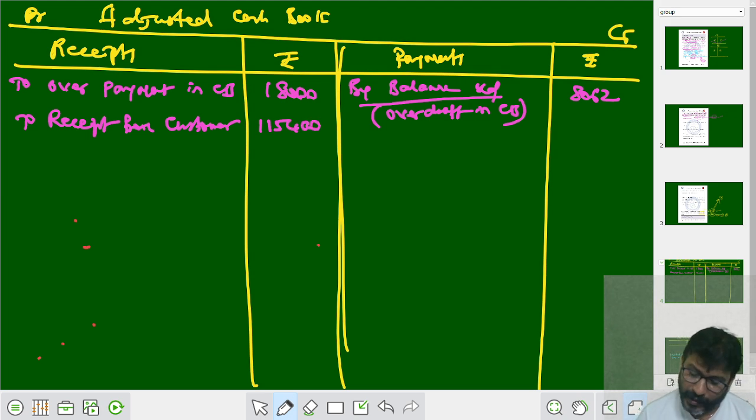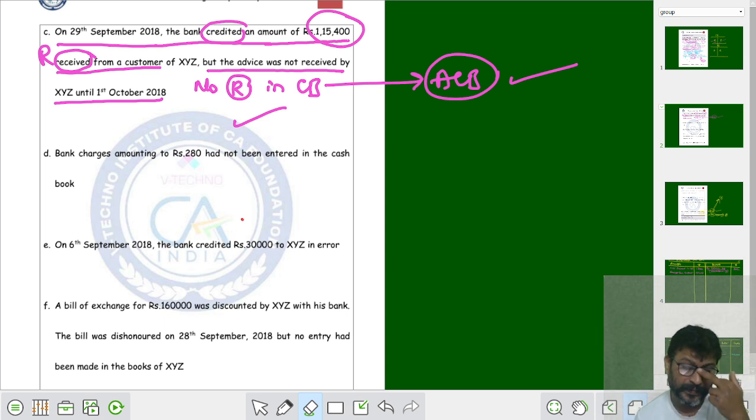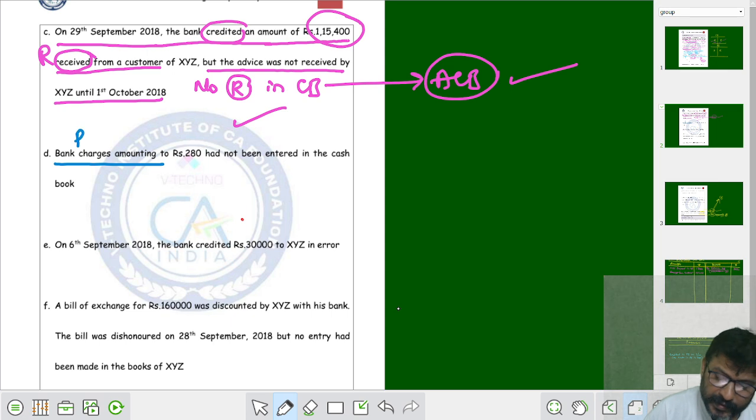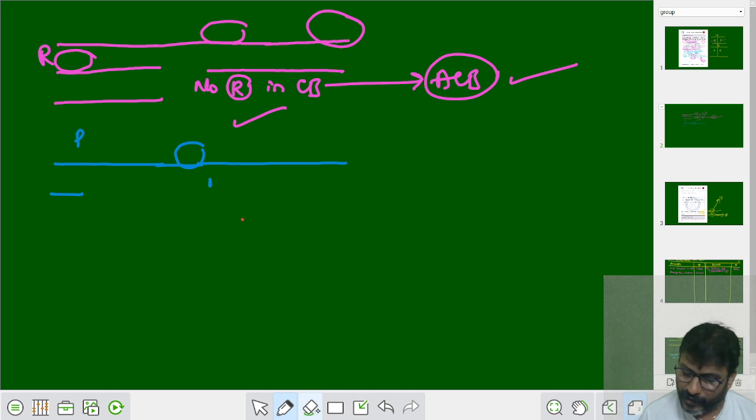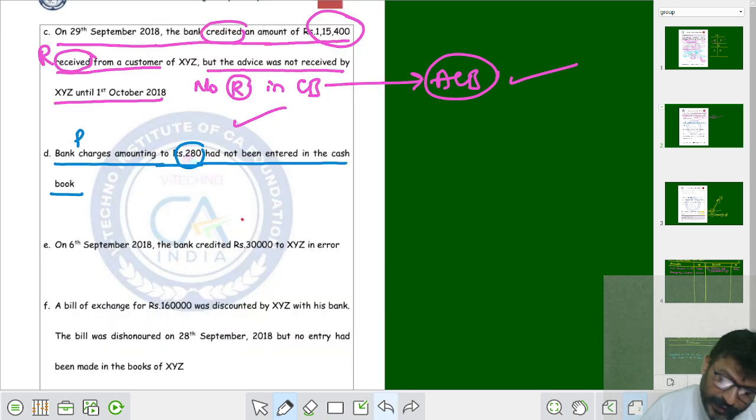Shall I move further? What happened to the next transactions in the problem? See what happened in the next transaction. See that. Bank, what have they given? Bank charges means payment. 280 had not been entered in the cash book. Not entered in cash book means what? We can say that no payment in cash book.